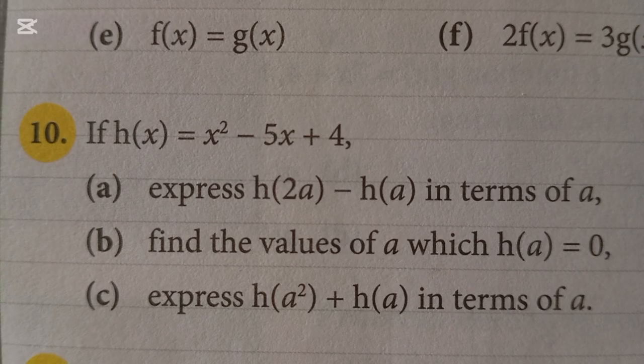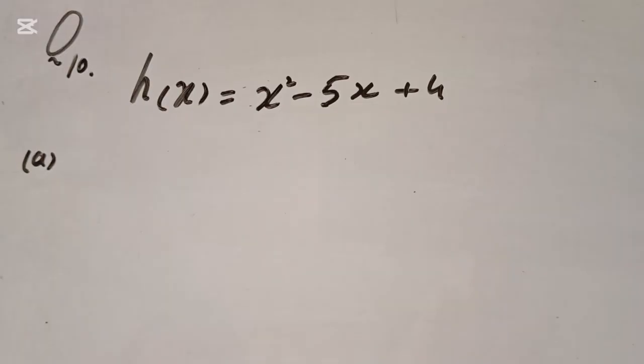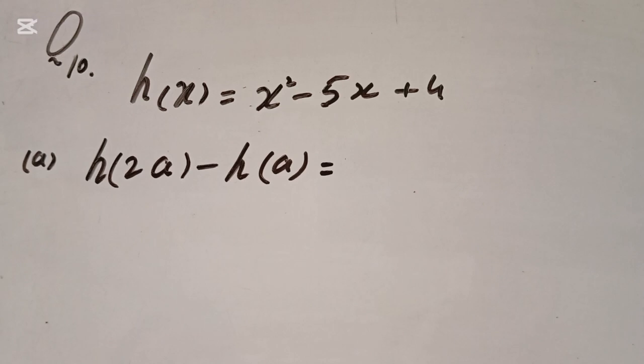Now question 10, the statement of the question is, if h(x) is equal to x square minus 5x plus 4, part A, express h(2a) minus h(a) in terms of a. B, find the values of a for which h(a) equal to 0. C, express h(a square) plus h(a) in terms of a. This is the function given with us. We have to find it out in terms of a.